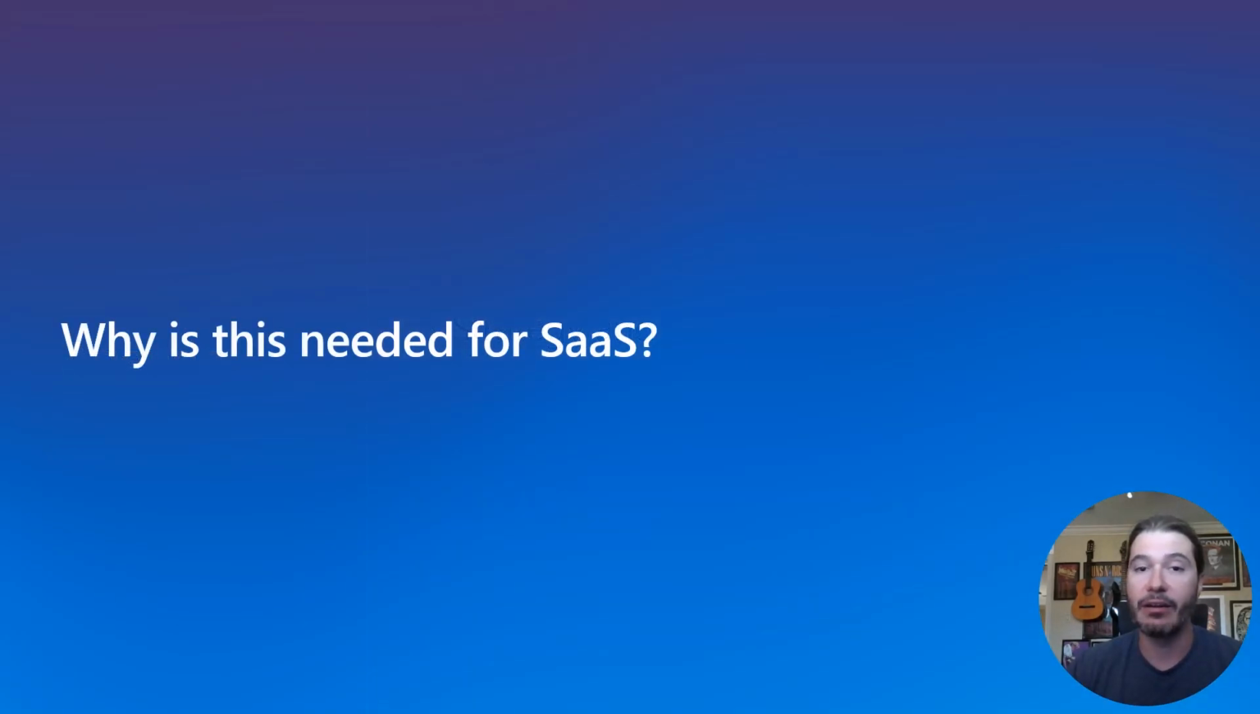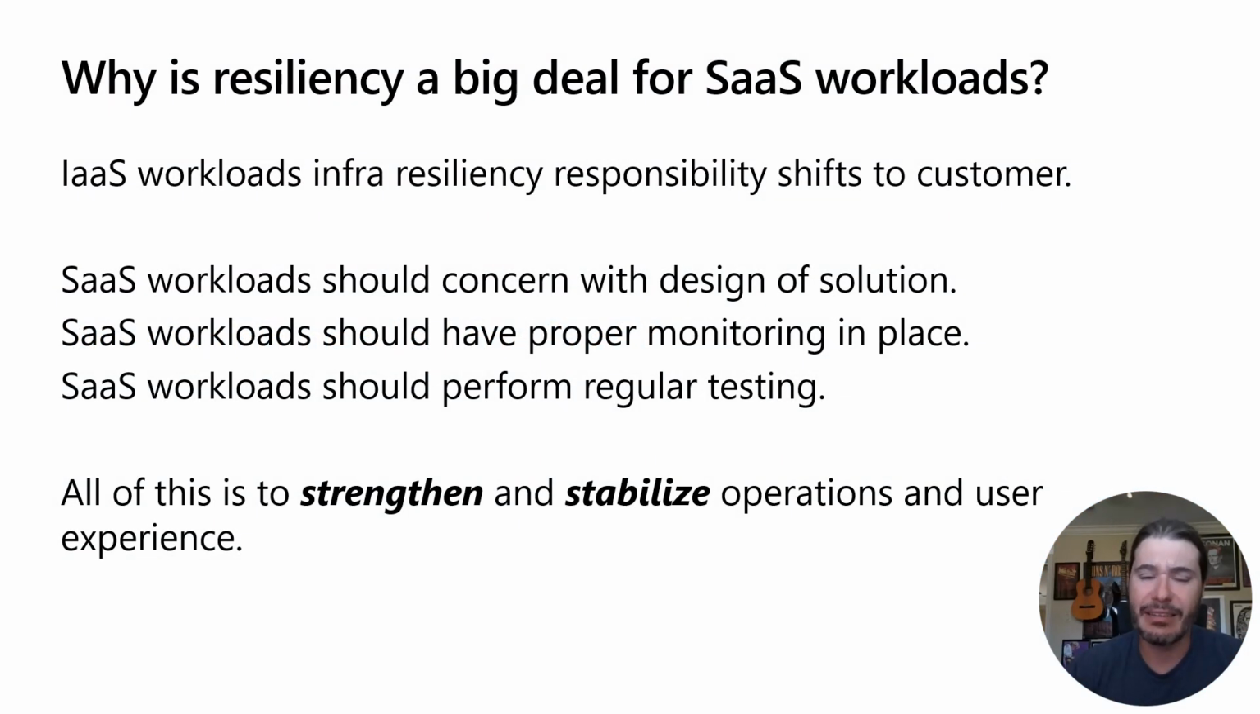So why is this needed for a SaaS workload? Why exactly is resiliency a big deal for SaaS workloads? Well, with IaaS workloads, the infrastructure, the resiliency responsibility shifts primarily to the customer. There can be outages, obviously, by the provider who provides the services you're using, but to keep things resilient, a lot of that is on the customer. But SaaS is quite different, right? With the licensing, with the agreements that you have, you come with an SLA and so on. So why is this really important for SaaS workloads?